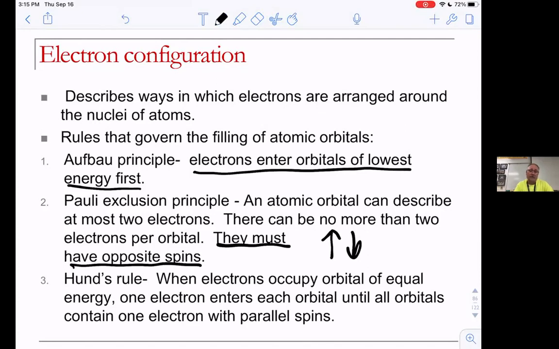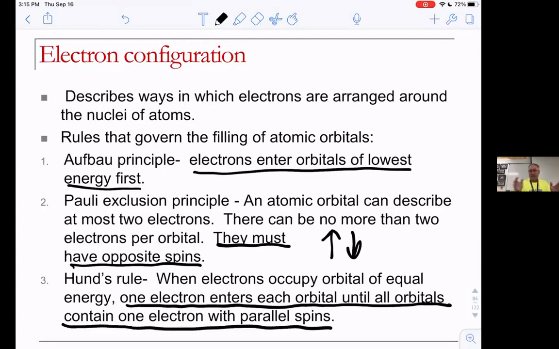Hund's rule says that when electrons occupy orbitals of equal energy, they're going to enter each orbital one at a time with parallel spins and then double up after that. So one electron enters each orbital until all orbitals contain a single electron with parallel spins, like 1, 2, 3. Then they'll go back and refill. That's why yesterday we did plus half, plus half, plus half, and then negative half, negative half, negative half.